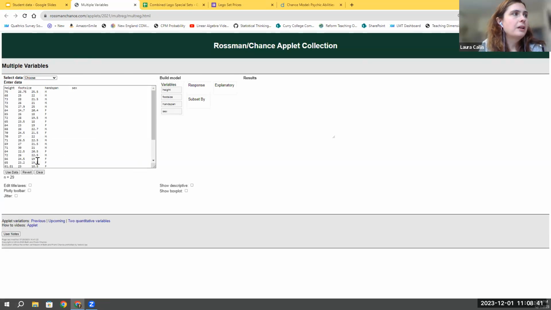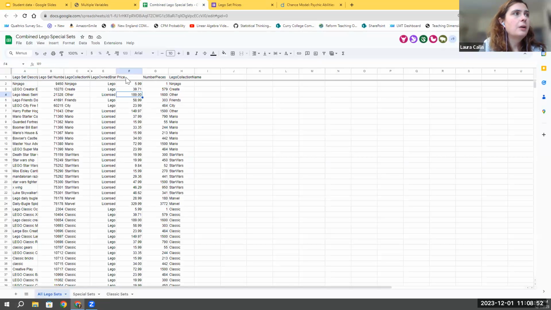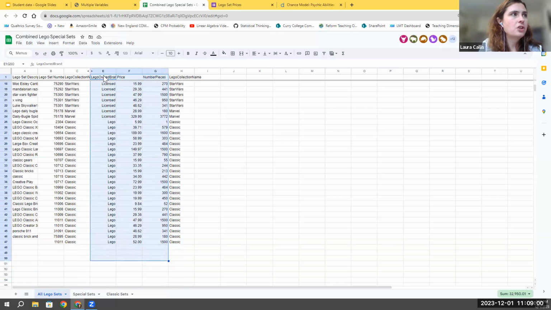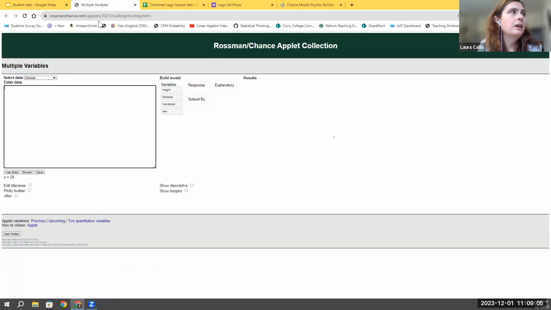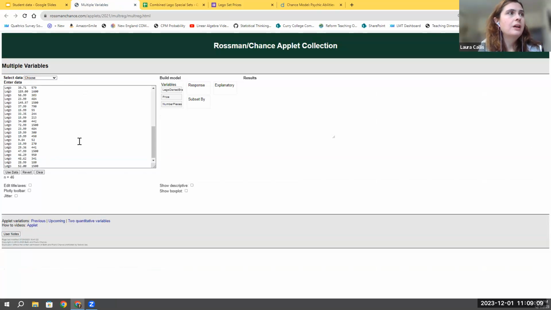So in this applet, and you can also find it again by just Googling Rossman Chance and then clicking on multiple variables. They come up. So I clear the data and then I take the data that I want from the spreadsheet that came from the Google form. So the type of Lego set and the number of pieces and the price. And I check that I don't have any missing values. And then I copy it and then I paste it in and then I click use data. That's important. And then you can see that the variables have changed.